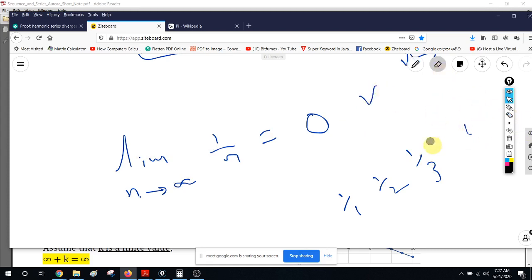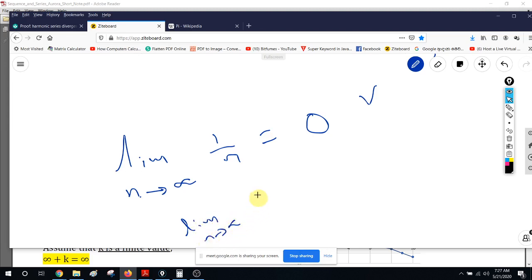Now look at the next one. Limit as n tends to infinity of n divided by n plus 1. We did that also. We saw that it is getting closer and closer to 1: 5 divided by 6, 99 divided by 100. It is getting closer to 1. Now this is your L1 value, this is your L2 value.